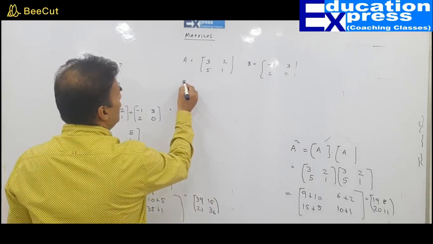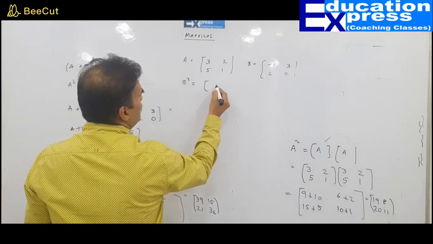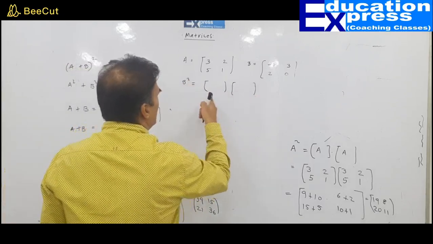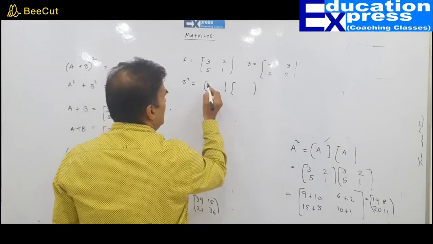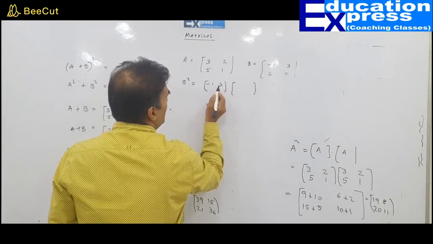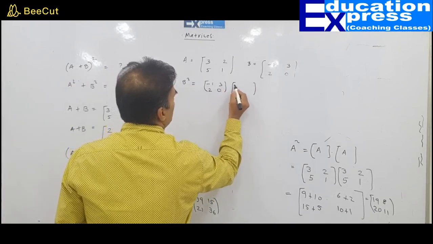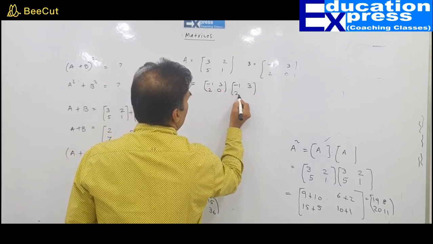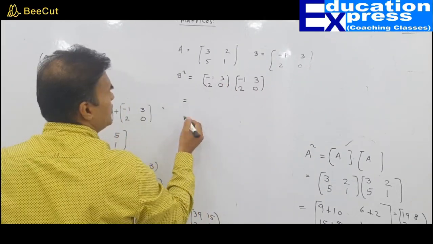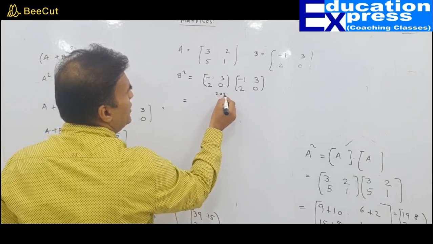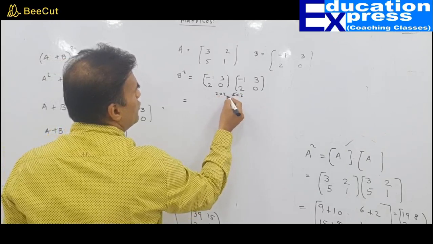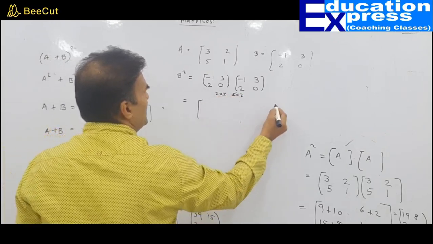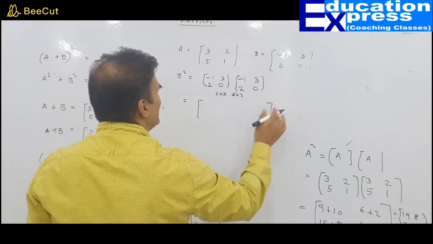Similarly, we can find out matrix B square, which would mean matrix B multiplied by matrix B. B is minus 1, 3, 2, 0. Minus 1, 3, 2, 0. Is B square possible? Sir, since the order is 2 into 2, 2 into 2, so of course yes, it is possible and it will exist.